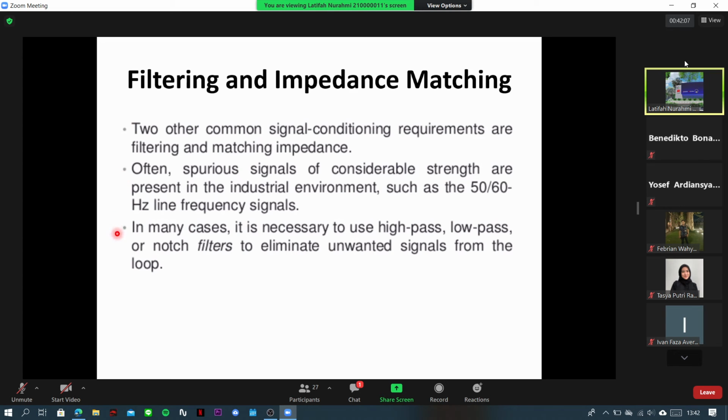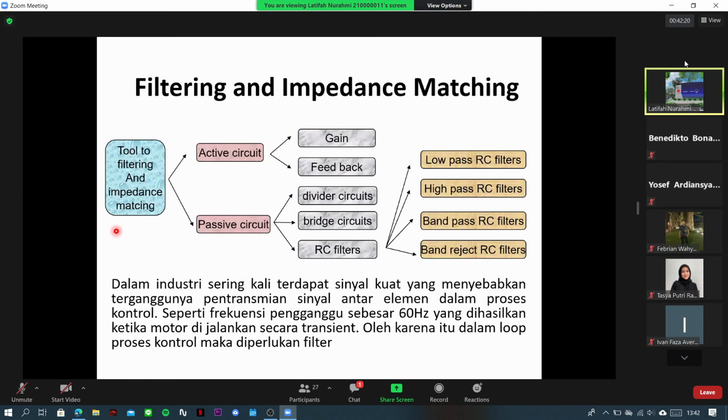In many cases, it is necessary to use high pass, low pass, or notch filters to eliminate unwanted signals from the loop. And one and all, the filtering. Here, I divided it into several branches. So, filtering and impedance matching.